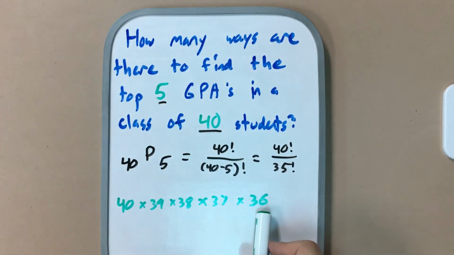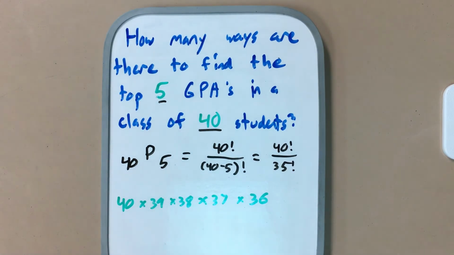And you can see we stopped just before we hit the number 35. Just like in the example of the Olympic swimming meet, we stopped just before we hit the number 5 because 5 is 8 minus 3, the number of people we're picking from minus the number of people we're picking. And then in the example of the raffle, we wrote 12 times 11 times 10 times 9, stopping just before 8, which ended up being 12 minus 4.